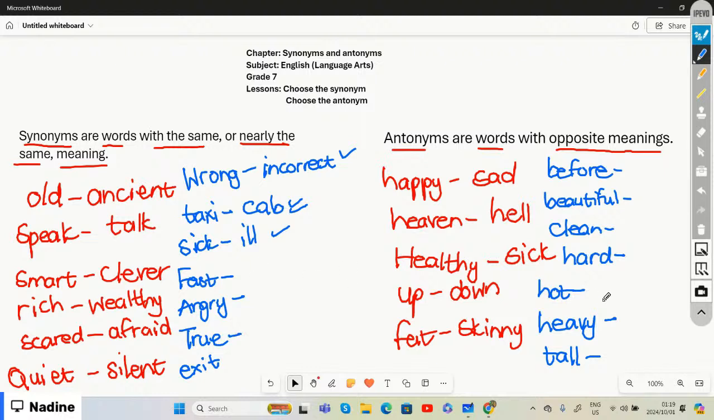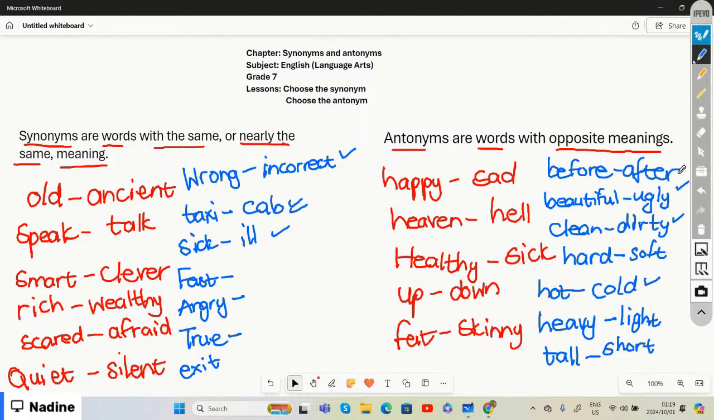All right, so we have hot and cold. Well done. Clean and dirty. Beautiful and ugly. Hard and soft. Yes, well done. Tall and short. Heavy and light. Before and after. Yes, well done.